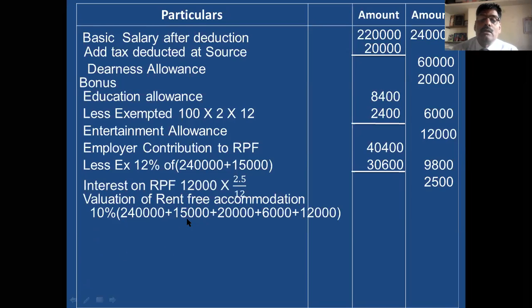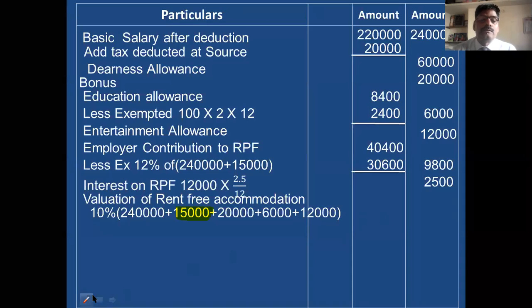15,000 is the DA. It is the part of DA eligible for retirement benefit. Remember this point. Total DA, you don't take total DA. Remember this point. And 20,000 is the bonus. 6,000 is the education allowance. 12,000 is the entertainment allowance received by the employee in hand, in cash. Therefore, you have to take the total of this.